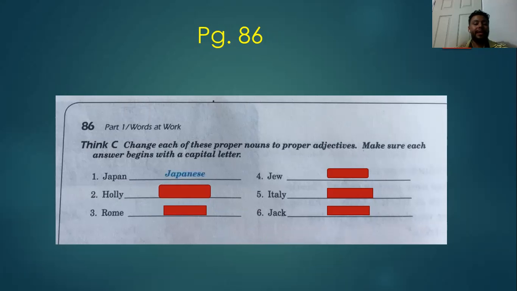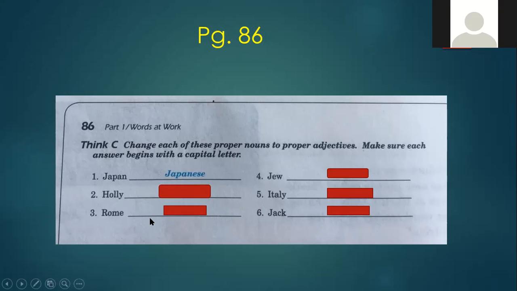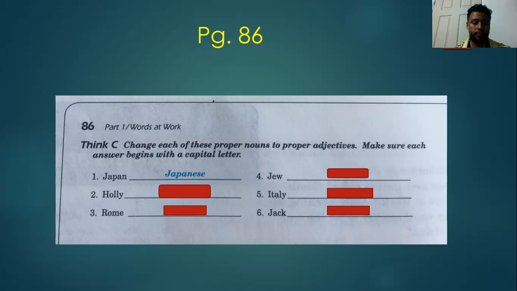Japanese. We need to use the nationality. Remember, Japanese people. Japanese, in this case, is a proper adjective. It's modifying people. Number two, who can help me? Holly. Hollis, but in this case, Holiday. No, it's different. That is a noun. Say that again. It's close.